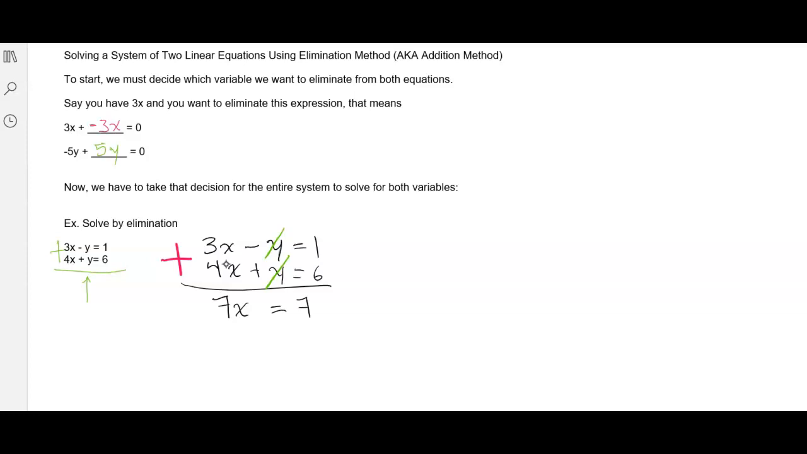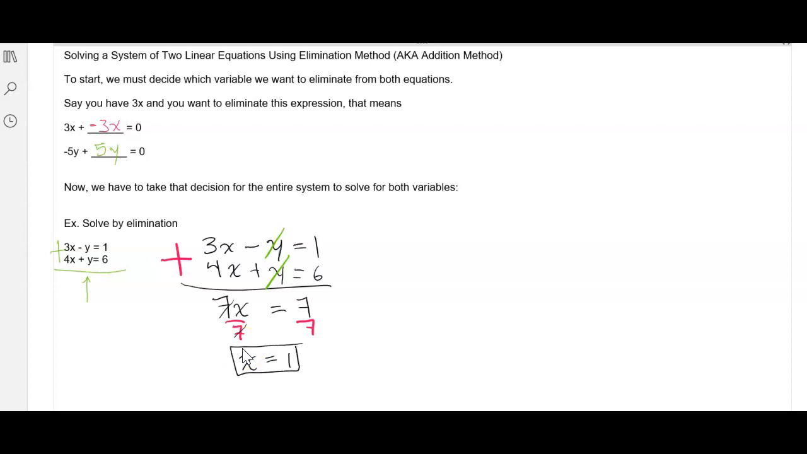Once we are here, we proceed to solve for x as we have regularly done in the past. So we're going to divide both sides by 7. And these two numbers, of course, cancel each other. x is equal to 1.